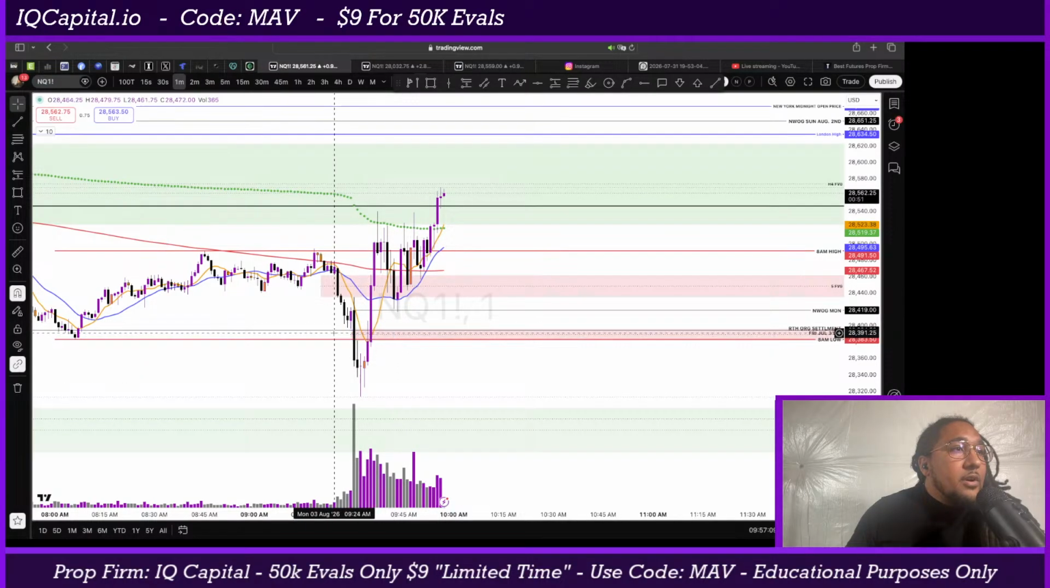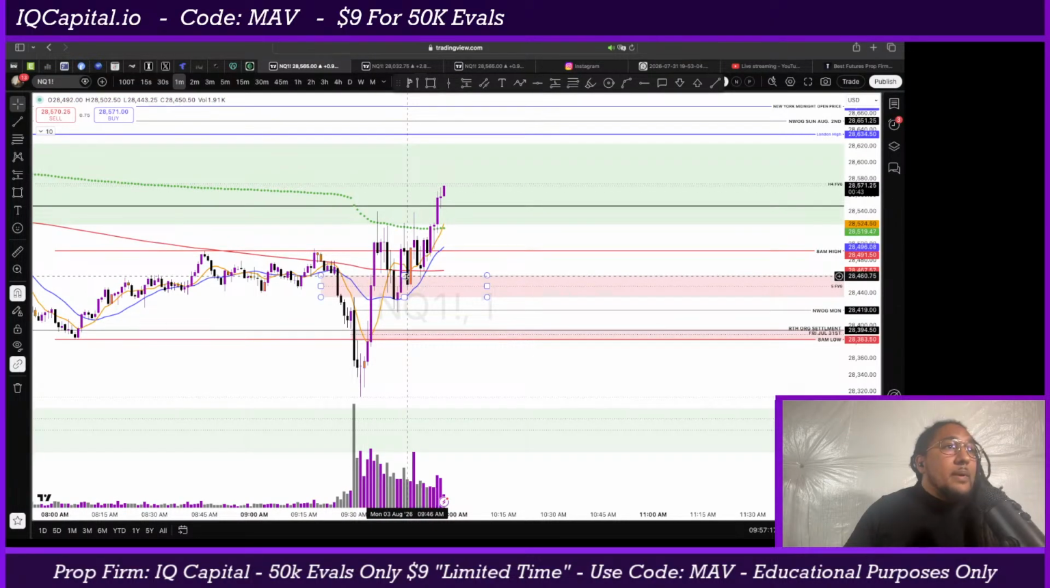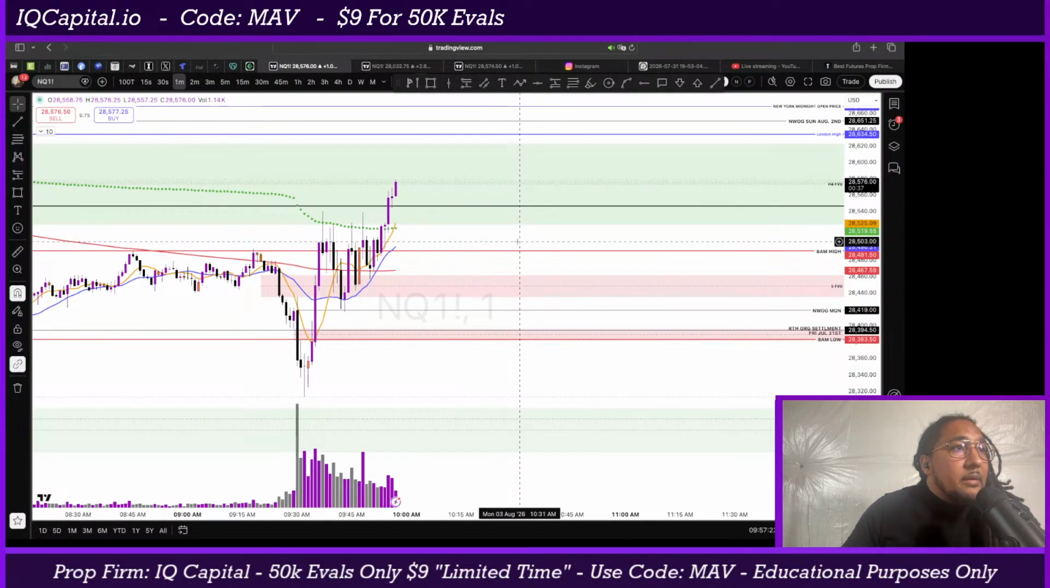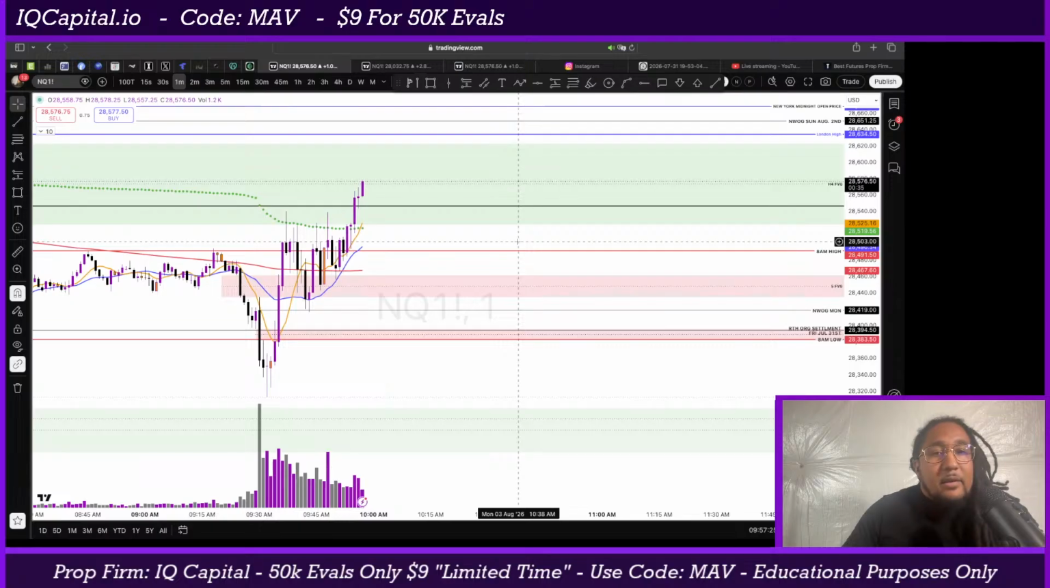Came up, inverted our first presented fair value gap here, and inverted our 5-minute. So by any and all means, we are valid for longs. Consolidated. Now we're continuing higher. So as of now, I'm kind of looking towards our longs.